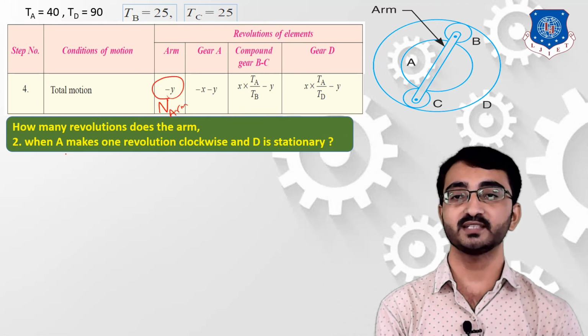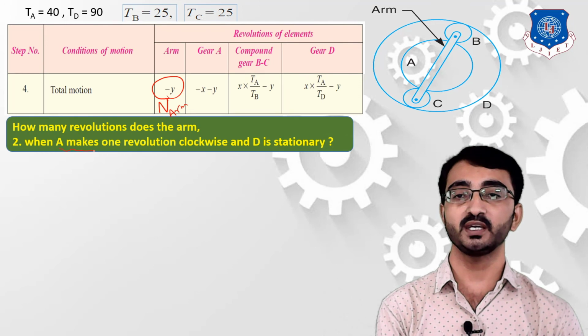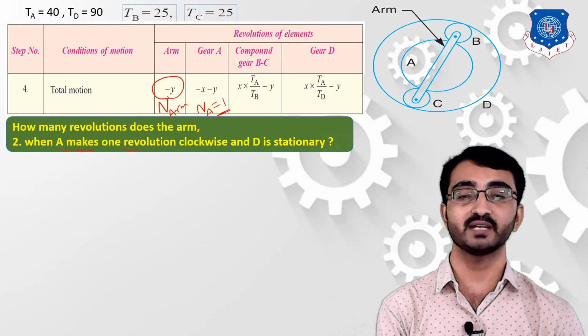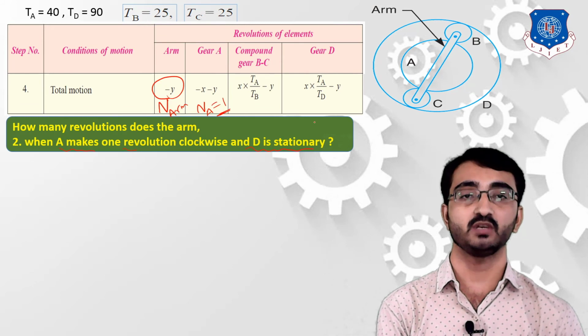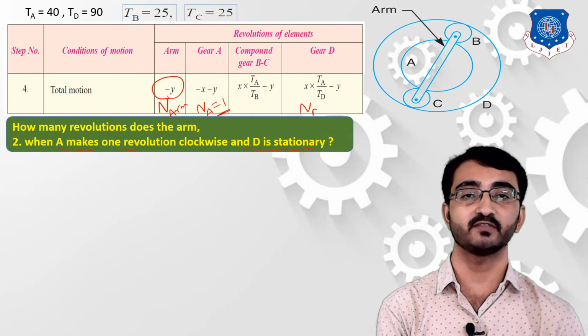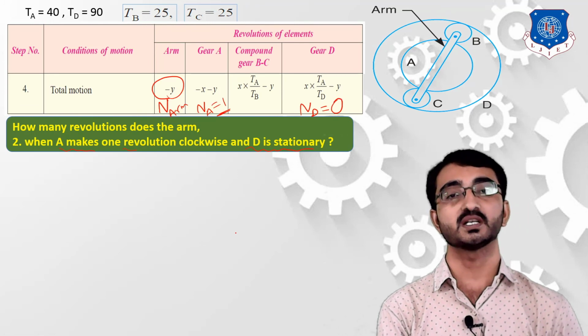But now what is the change in condition? Now your A is making one revolution. So again the speed of gear A is given as 1, but gear D is stationary. So be careful over here. Speed of gear D is stationary, which means it is fixed. So that's why we have to put 0 over there.